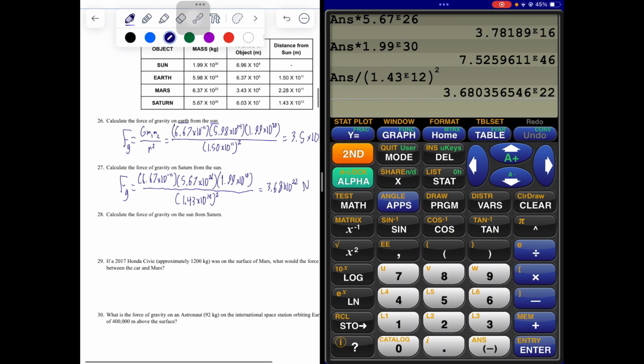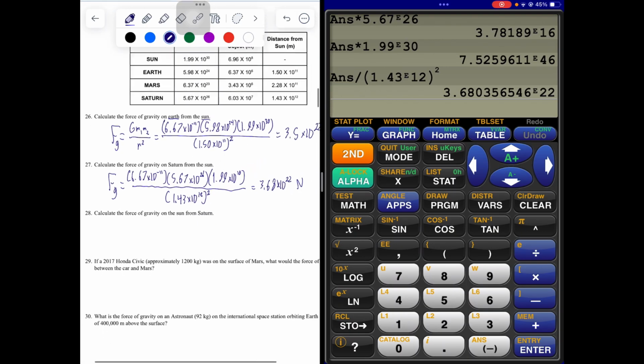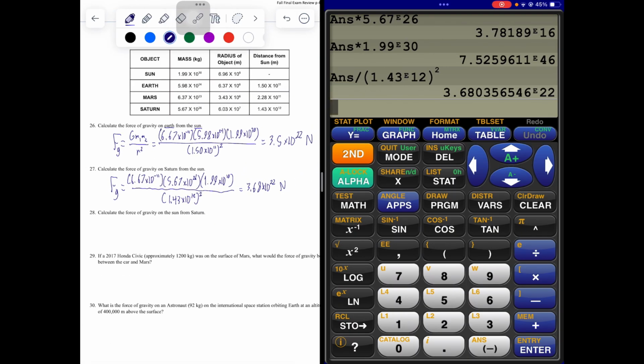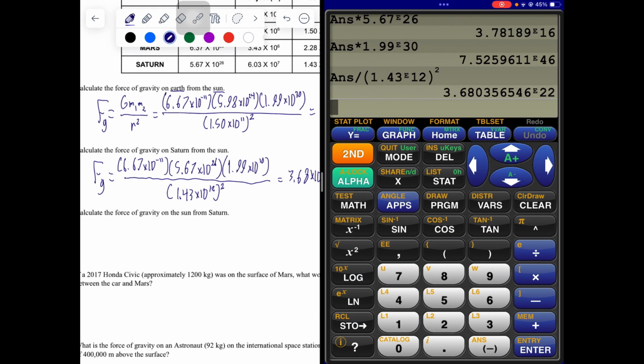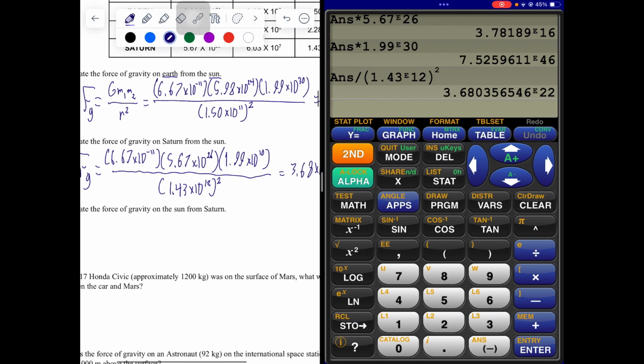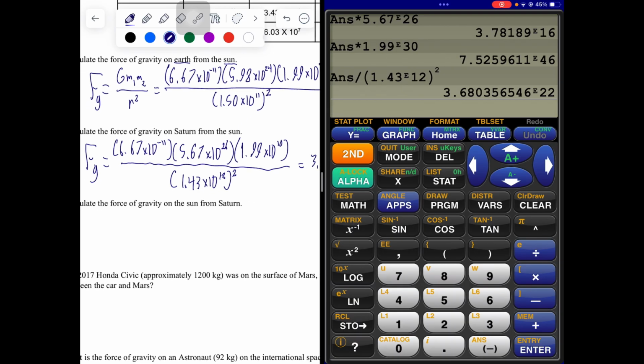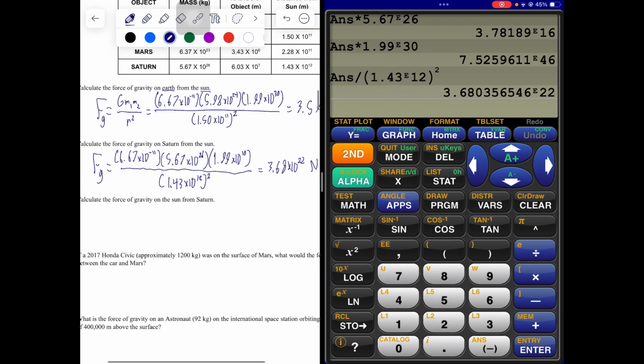Gravity on the sun from Saturn. Well, Newton's third law says the force of A on B must be the same size as the force of B on A. So, the force of gravity on Saturn from the sun is the same as the force of gravity on the sun from Saturn. So it must also be 3.68 times 10 to the 22nd newtons.